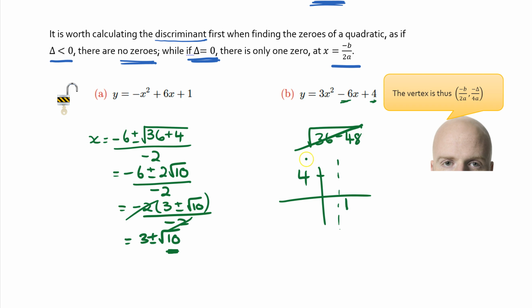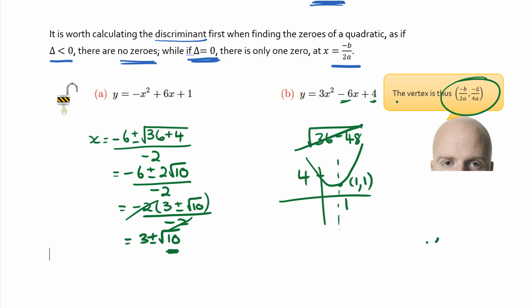But it must be like that. What's the y-coordinate of that vertex? Well, once I know that the x-coordinate is 1, then I can put it back into this equation. So that will be 3 minus 6, which is minus 3, plus 4, which is plus 1, which all fits. So we can sketch the parabola.